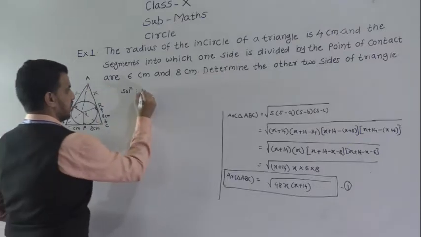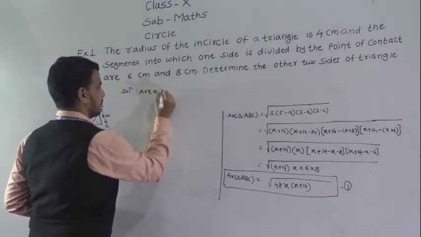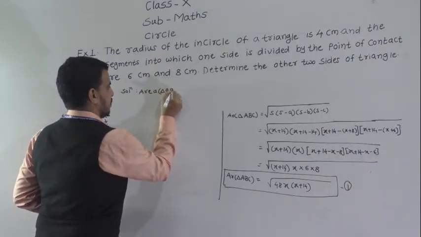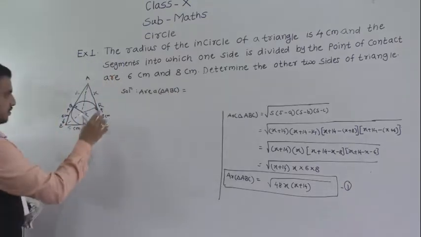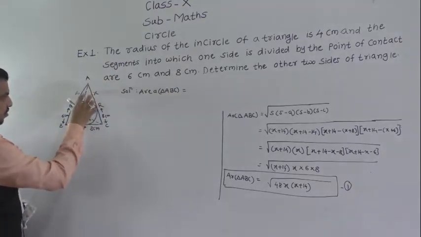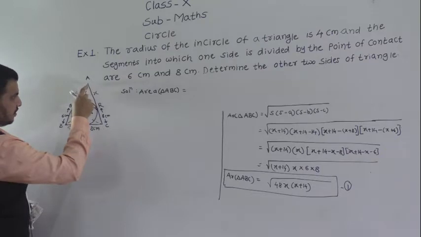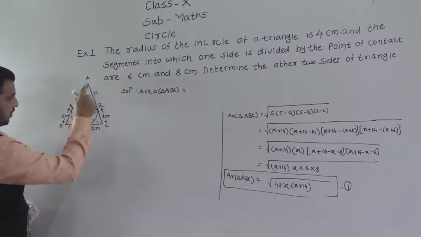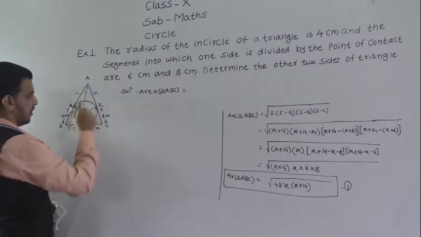So the area of triangle ABC we can write as the sum of the areas of these three triangles, that is triangle AOB, triangle BOC and triangle AOC.